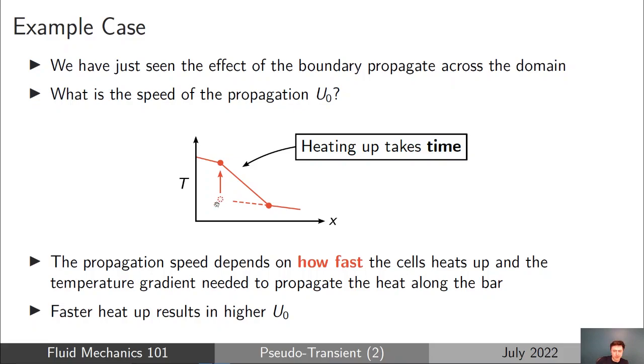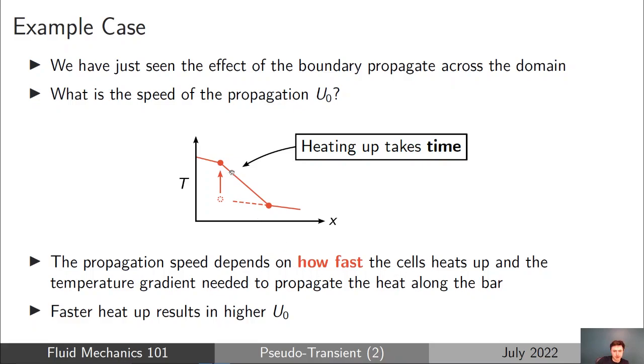how fast the temperature of that cell increases in response to the energy imbalance between the left and the right faces. As this cell was accumulating internal energy at a rate of 20 joules every second, its temperature was increasing. And it's the rate at which this temperature increases which is of course going to control how fast the effect of that boundary is going to propagate cell by cell across the bar.